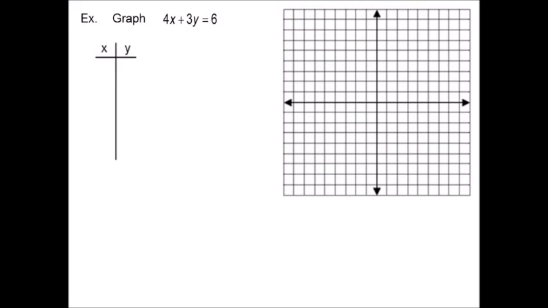Alrighty, take a look at what we have here. We want to graph the equation 4x plus 3y equals 6. Notice the y is not by itself. We have a lot of stuff on the other side with it. It's going to cause a complication, but here we go.